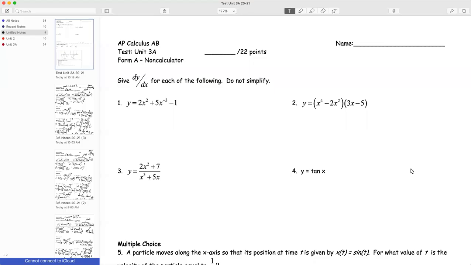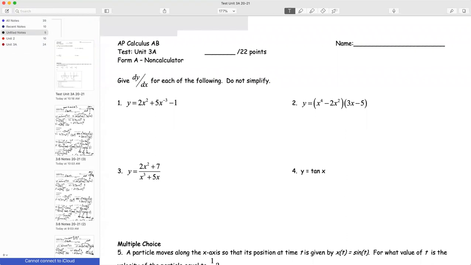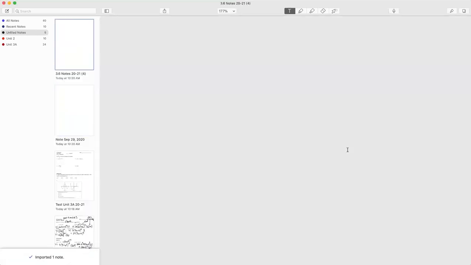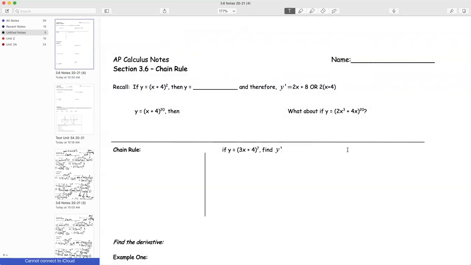And let's do a little chain rule notes. All right. So this is my, oh, what are we doing there? Hold on. We are in business now.